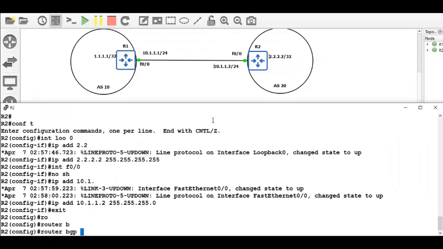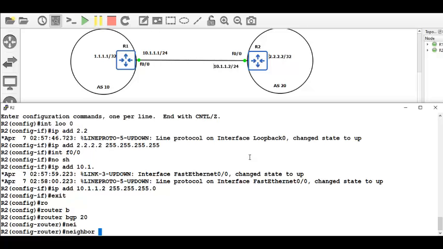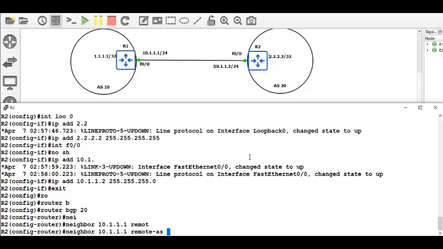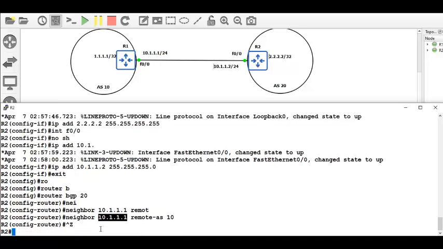So going back to router B, I say router BGP 20. Neighbor, listen, when I say 10.1.1.1 remote AS 10, router 2 knows that this is an eBGP neighbor and this network should be directly connected. How will it check? It will check the routing table.